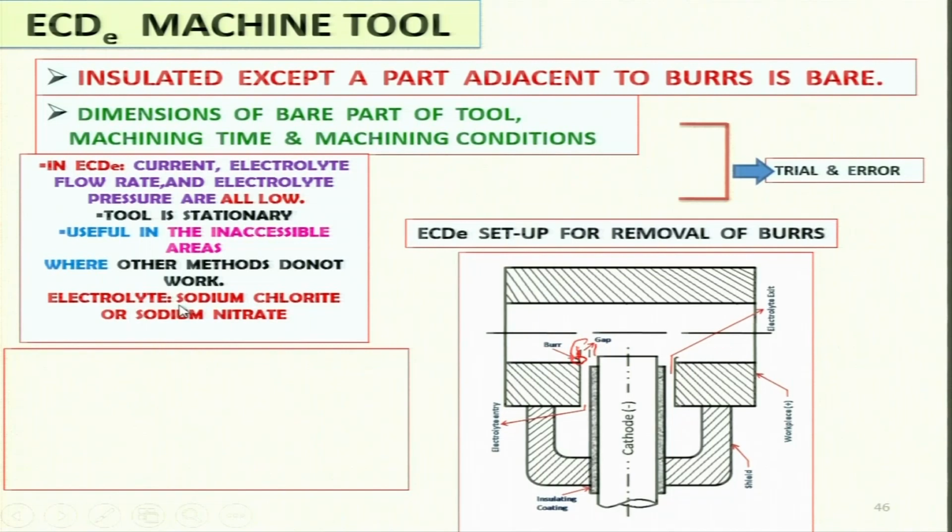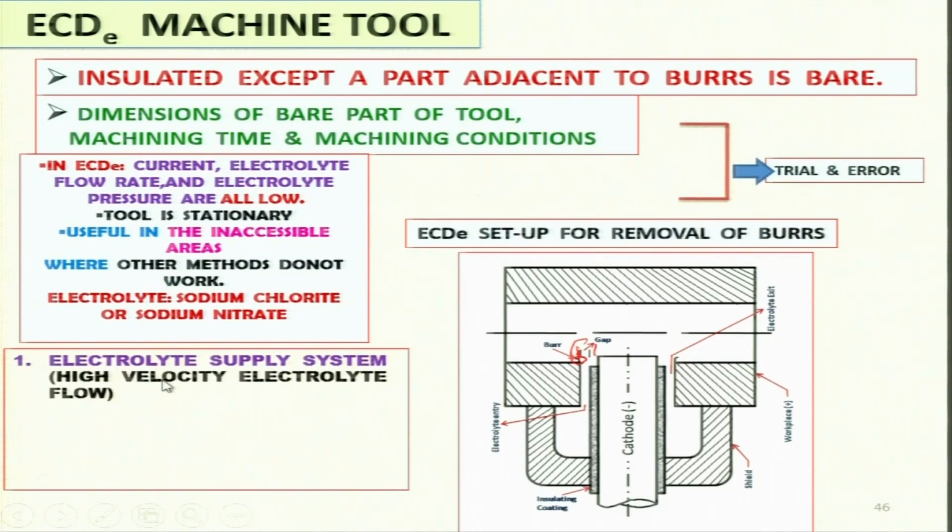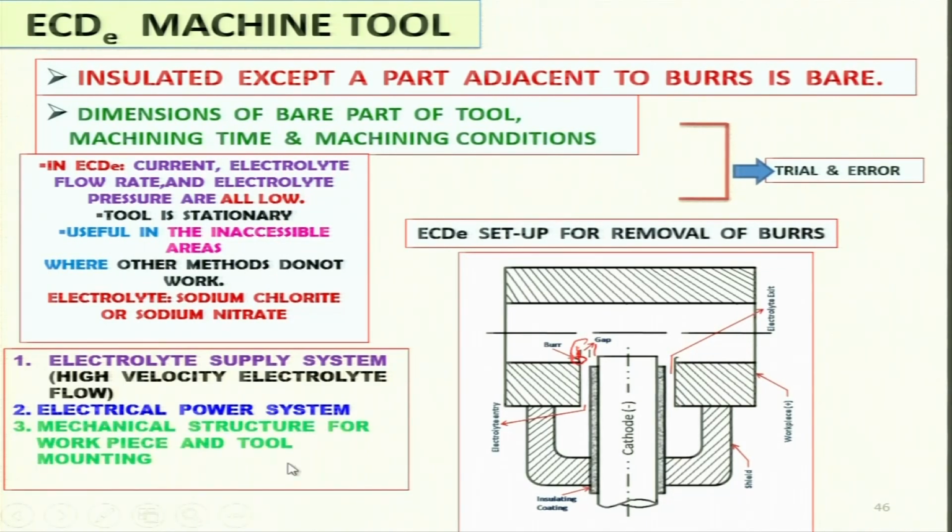Electrolyte used is sodium chloride or sodium nitrate or other type of electrolyte that will be decided according to the type of the workpiece material. Electrolyte supply system, high velocity electrolyte flow, electrical power system, mechanical structure for workpiece and tool mounting.